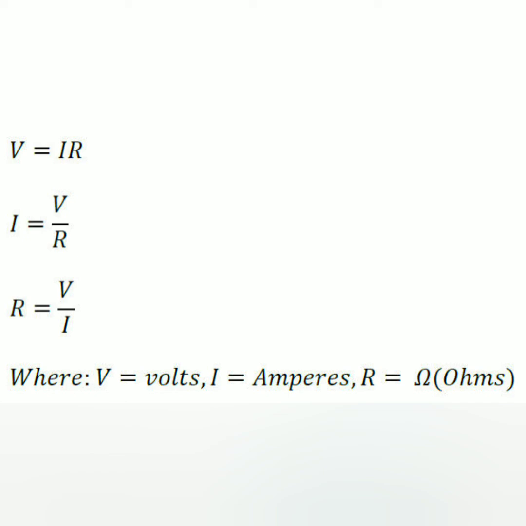From the above formula, it is clear that current is inversely proportional to resistance. If resistance is doubled, then current gets halved, and if the resistance is halved, then current gets doubled.